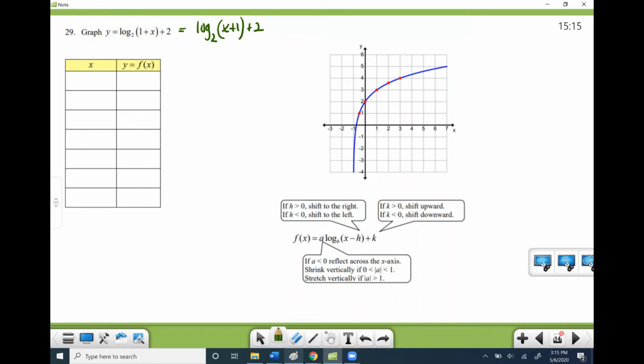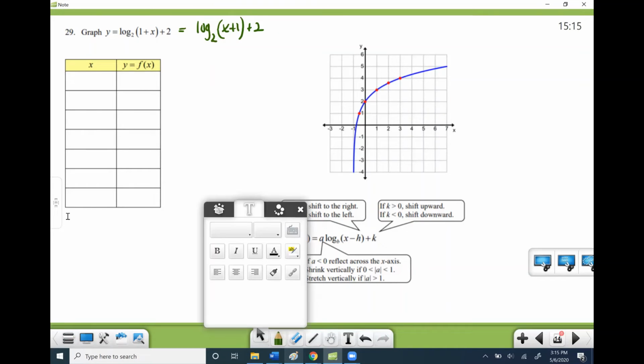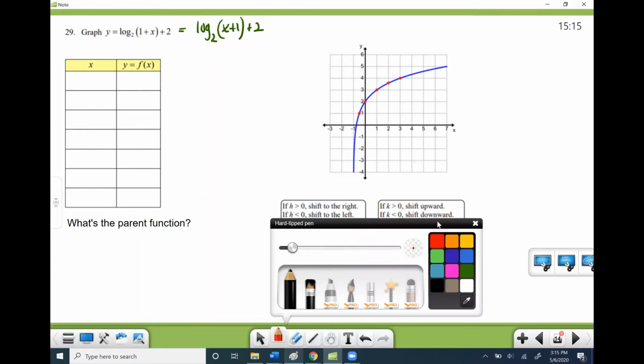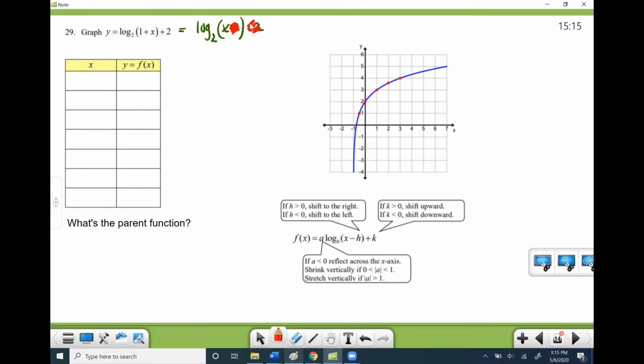So here's what we do, you guys. We try to figure out what the parent function is. That's the first thing we do. We say, what's the parent function? Remember, the parent function is the simplest function of that type. Take away all the translations and reflections. So if I were to take away this translation, and this translation, it just gets me log base 2 of x. So y equals log base 2 of x is the parent function.